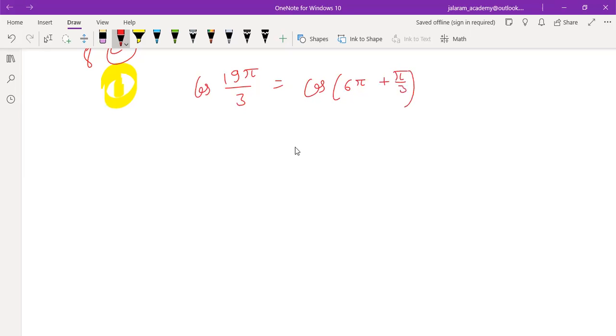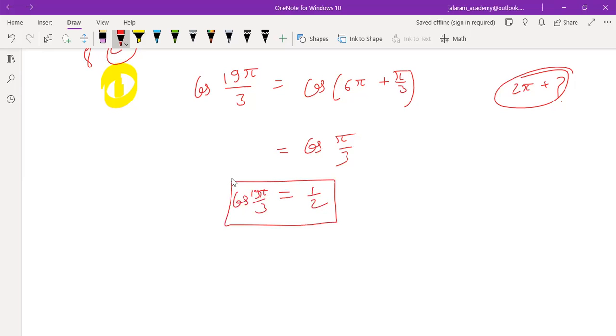Plus pi by 3. This 6 pi is equivalent to 0, as whenever there is 2 pi plus something, it means we have returned to the first quadrant. So it is only cos pi by 3. Now cos pi by 3 value we know that is half. So value of cos 19 pi by 3 is also half.